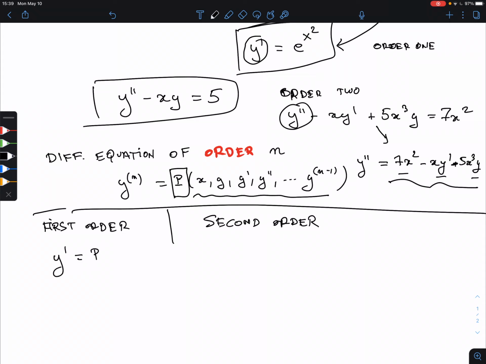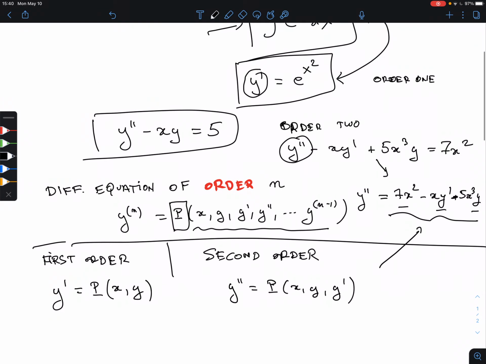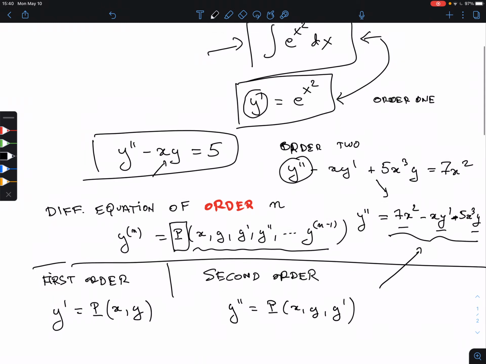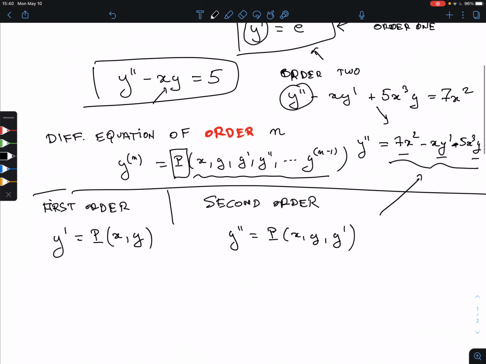Well, y prime depends on an expression just involving x and y. Because y prime is first order, then on the right hand side everything has to be of lesser order, but lesser order just means no derivatives anymore. How does the second order look like? Well, that would be an expression involving x, y, but also y prime. We saw an example here of second order, and here of first order. So that's what these differential equations are.